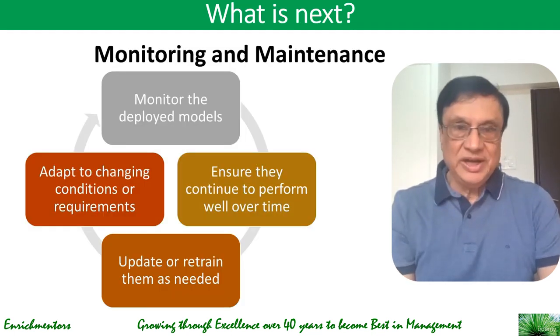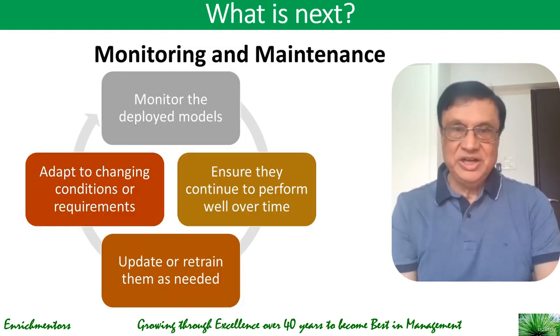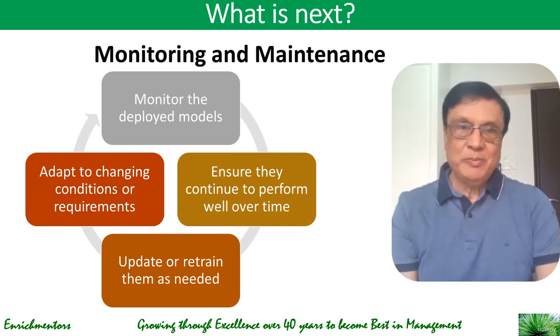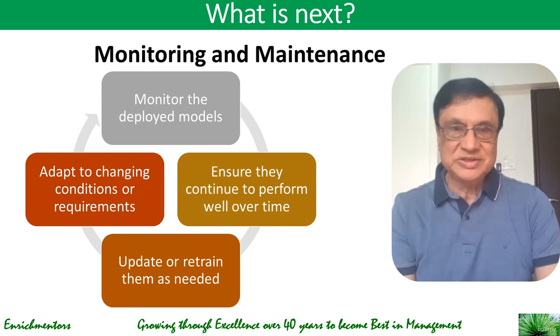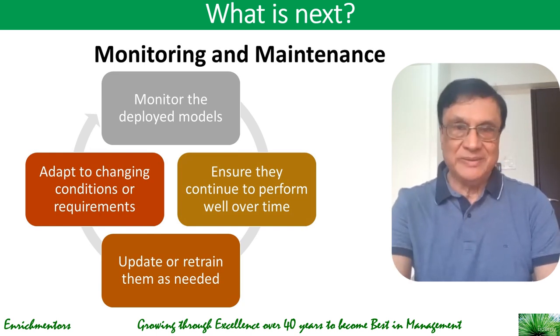Having looked at how to deploy the model in some detail, what do we do next? We are now coming to the stage of monitoring and maintenance of the system after deployment. We will look at the four steps of monitoring and maintenance: how to monitor the deployed models, ensure that they continue to perform well over time, update and retrain them as needed, and adapt to changing conditions or requirements. That's what we will cover in the next section over the next few lectures.